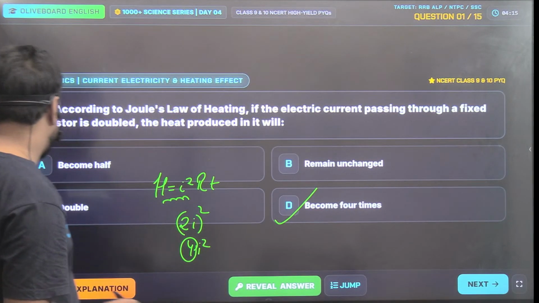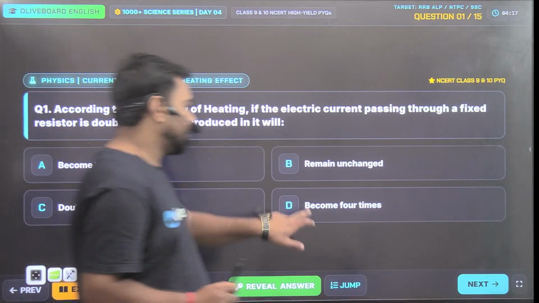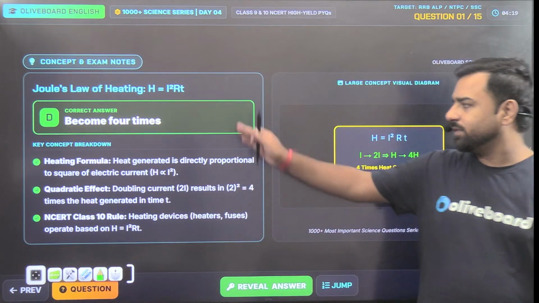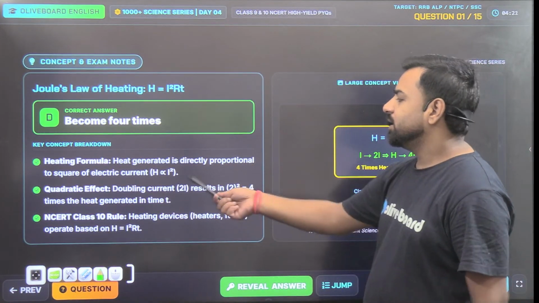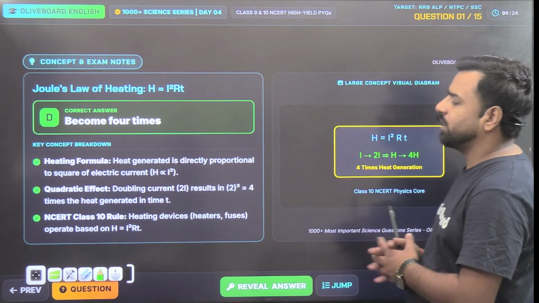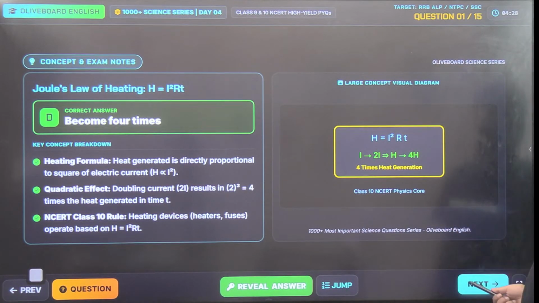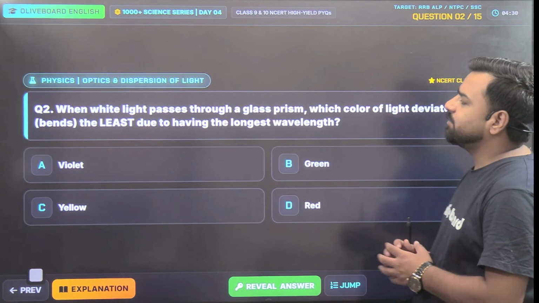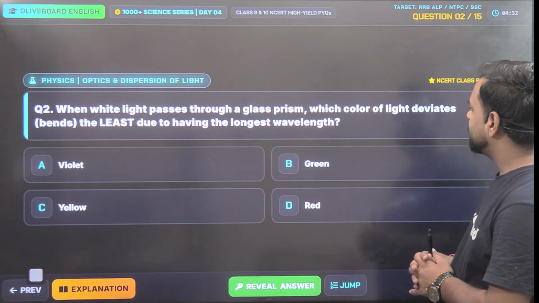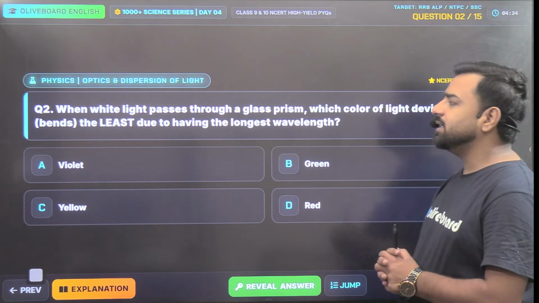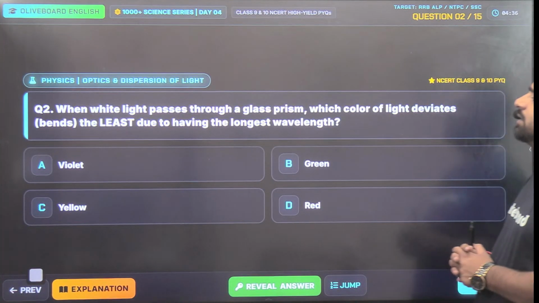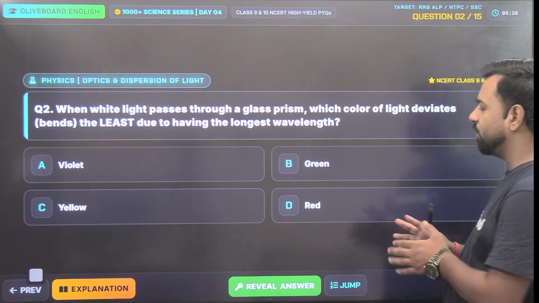Next. What is the next question? Option D is the correct answer, and here we have the detailed explanation: heat is directly proportional to the square of current, and that's the basic formula. When white light passes through a glass prism, which color of the light deviates the least due to having the longest wavelength? You have 4 options.